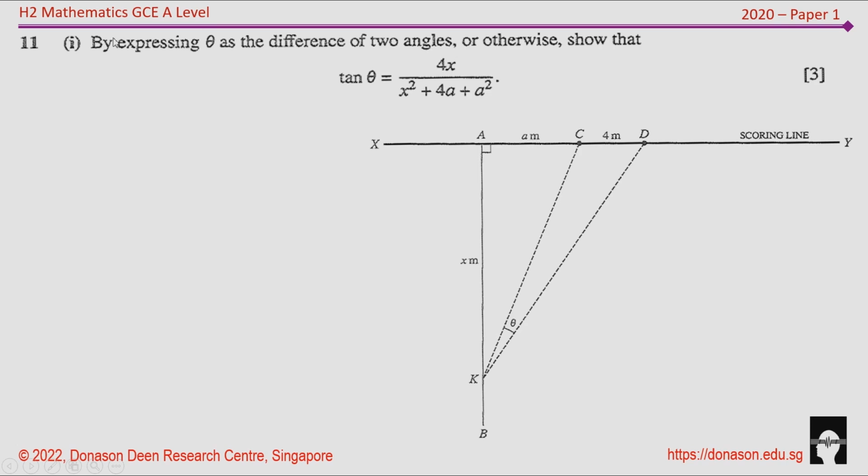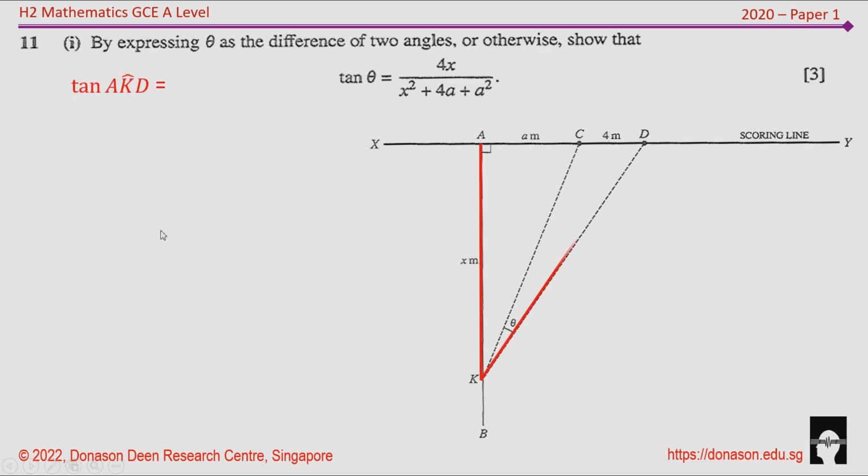Now, by expressing theta as a difference of two angles or otherwise, of course you should not go for otherwise, it's always going to be harder, show that tan theta is equal to 4x over x squared plus 4a plus a squared. That should be pretty easy for you to show. You can see there are a couple of right angle triangles. There is one right angle triangle here, and there is one more right angle triangle, which is ACK.